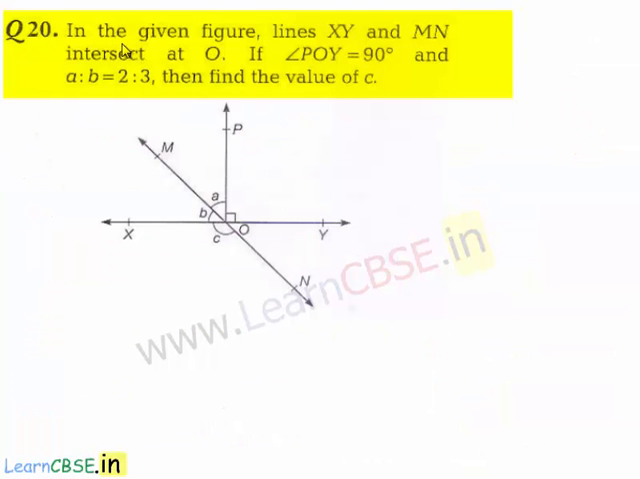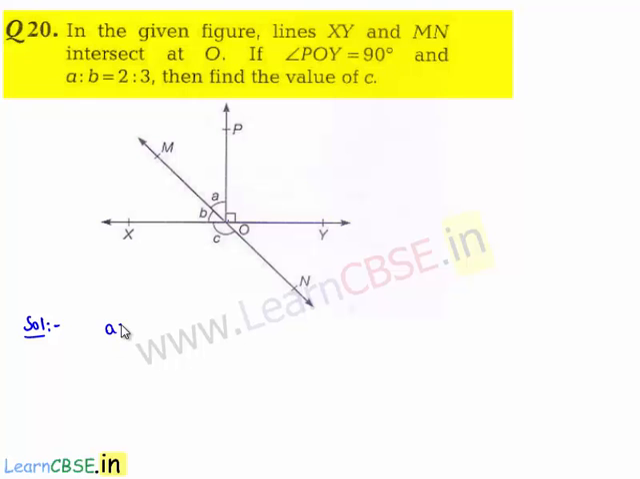Moving on to question number 20. In the given figure, lines XY and MN intersect at O. If angle POY is equal to 90 degrees and A is to B is equal to 2 is to 3, then find the value of C. Now moving on to solution. It is given that XY and MN intersect at O. Angle POY is equal to 90 degrees and angles A to B are given in the ratio 2 is to 3. Then find the value of C.